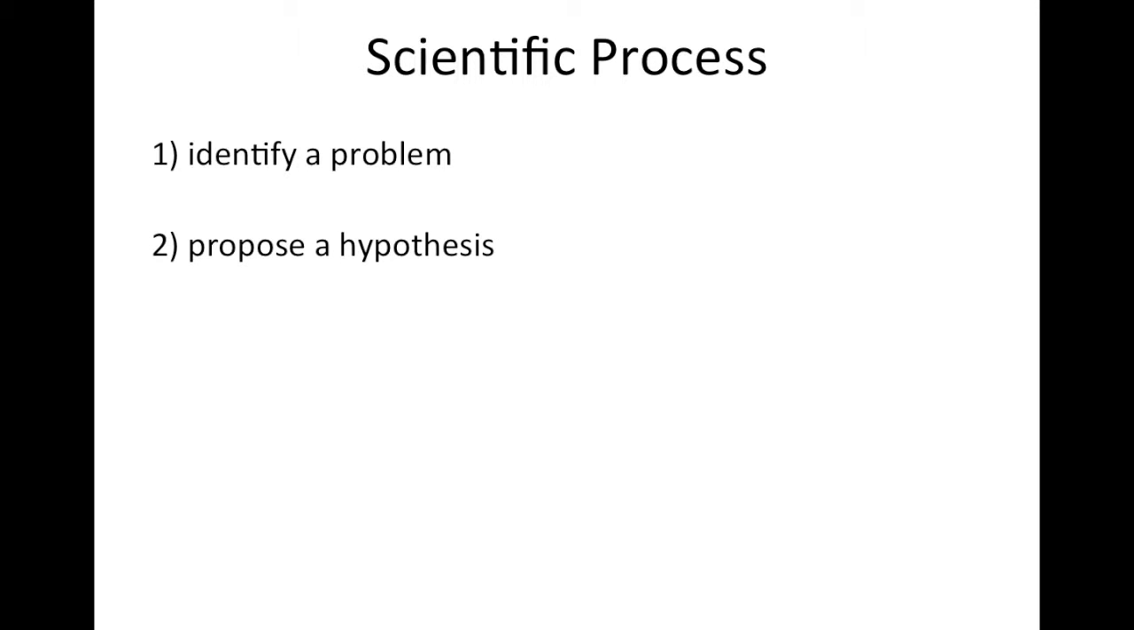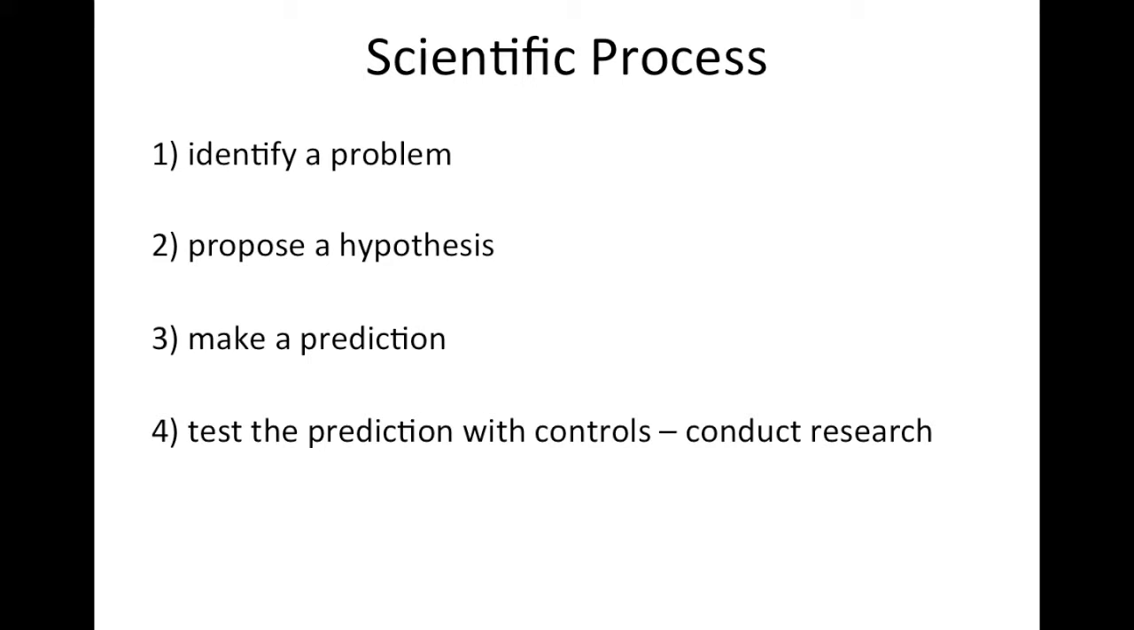The steps for the scientific process are as follows. First, you must identify a problem. Second, you propose a hypothesis for that problem. Third, you make a prediction about what you will get for results if you test that problem. Fourth, you test the prediction with controls, or this is the same step where you would conduct research. And fifth, you interpret the results or draw a conclusion.